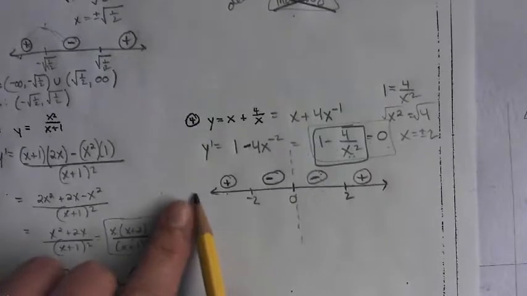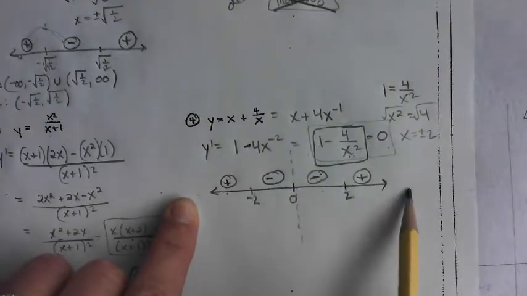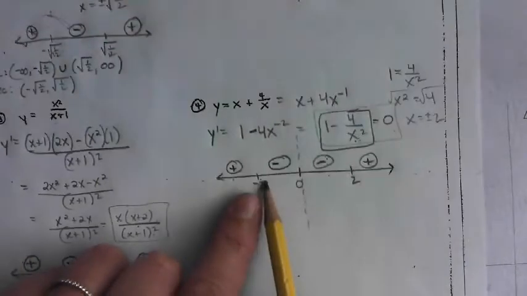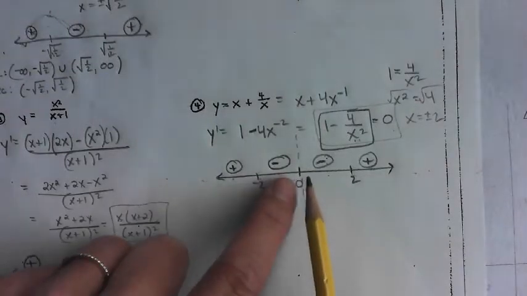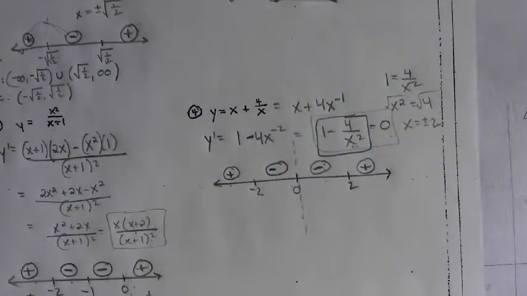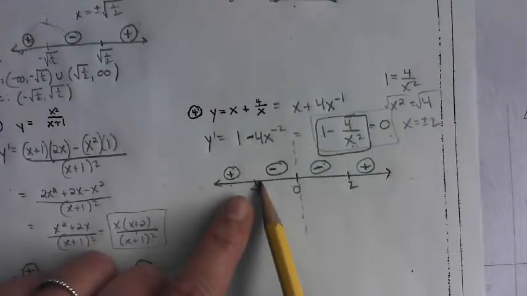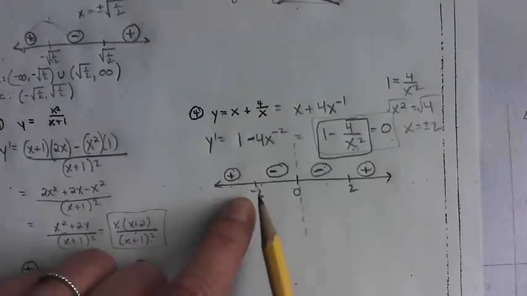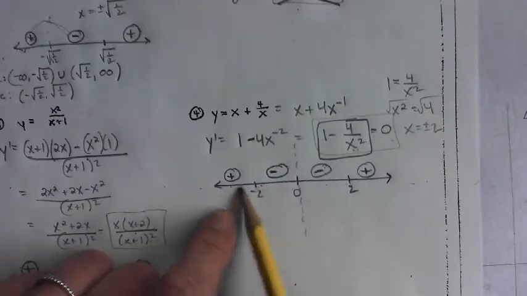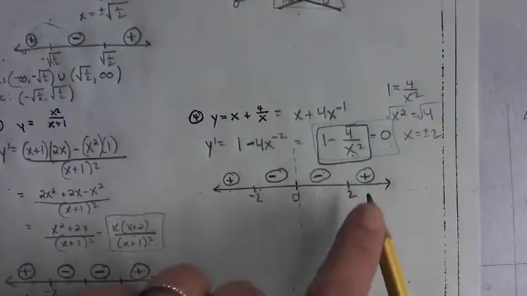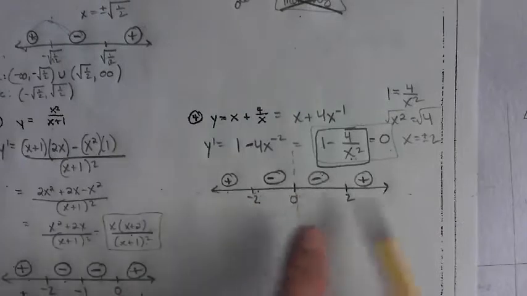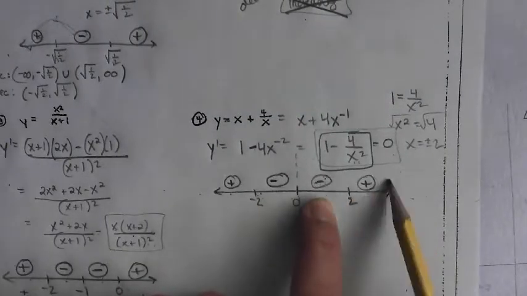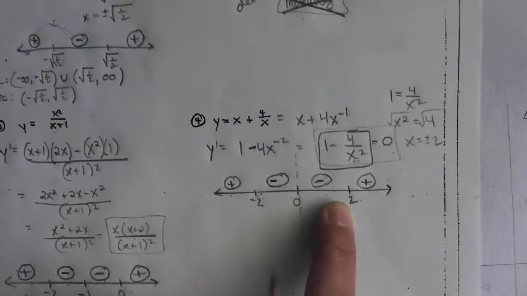So our interval from negative infinity to negative 2 and from 2 to infinity, we are increasing. We are decreasing from negative 2 to 0, and again from 0 to 2. Negative 2 is a relative what, Jack? Maximum. 0 is nothing for the asymptote reason and because there was no change anyway. Negative into positive means 2 is a relative what, Haley? Minimum, decreasing to increasing.